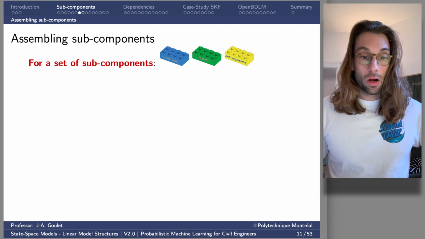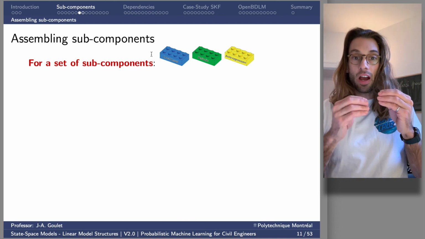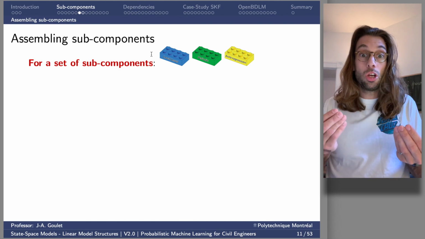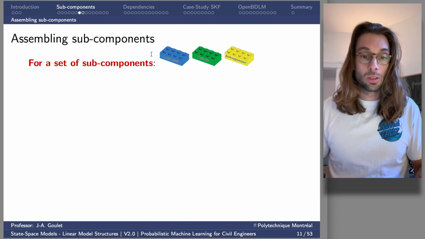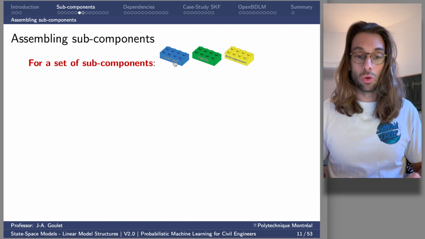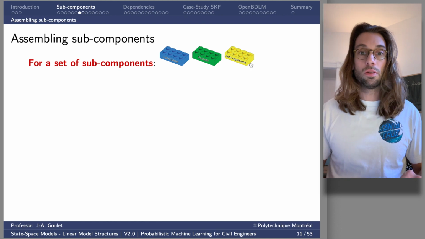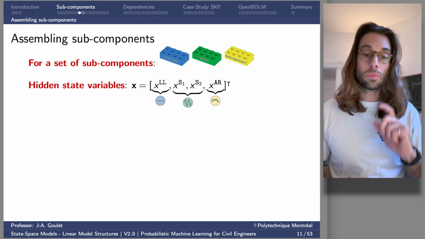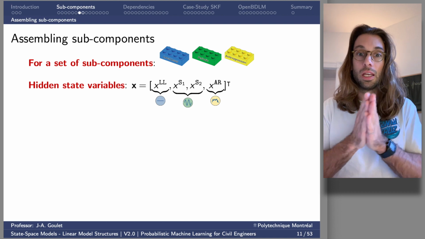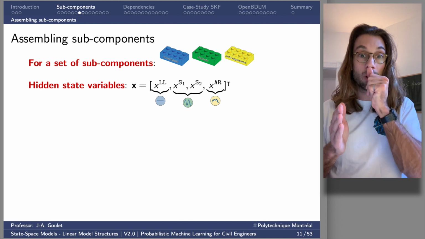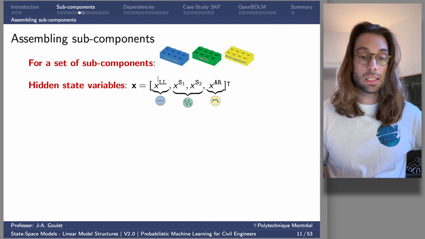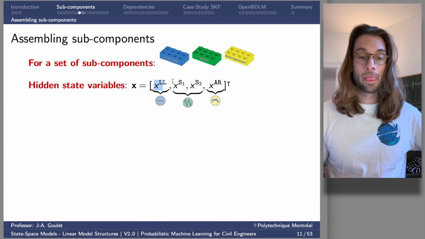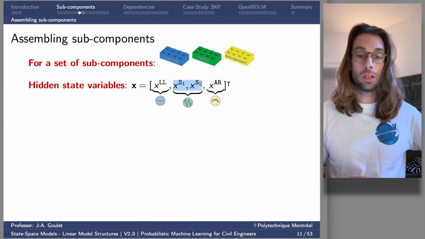So now we're assembling subcomponents, because we're going to define all these specific subcomponents, and then we need to assemble them together in order to create a single model. So for instance, what if I want to assemble together a local level, a periodic, and an autoregressive component? In that case, I'm going to take the respective hidden states for each component and concatenate them in a single larger vector. So I have here my single hidden state for the local level, my two hidden states for the periodic component, and my single hidden state for the autoregressive component.